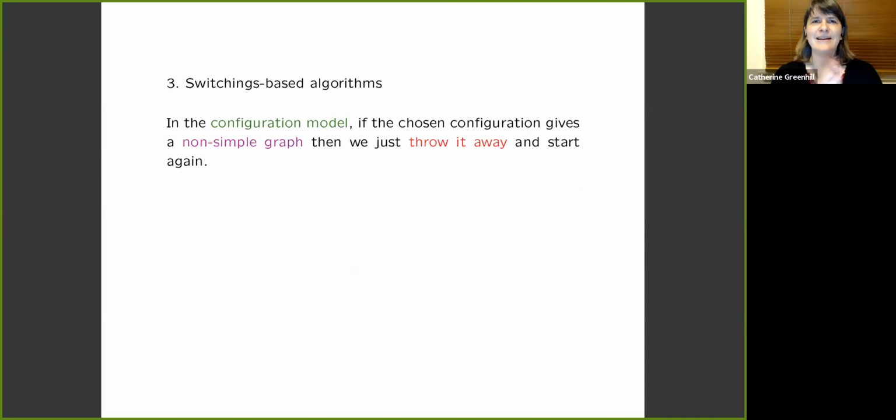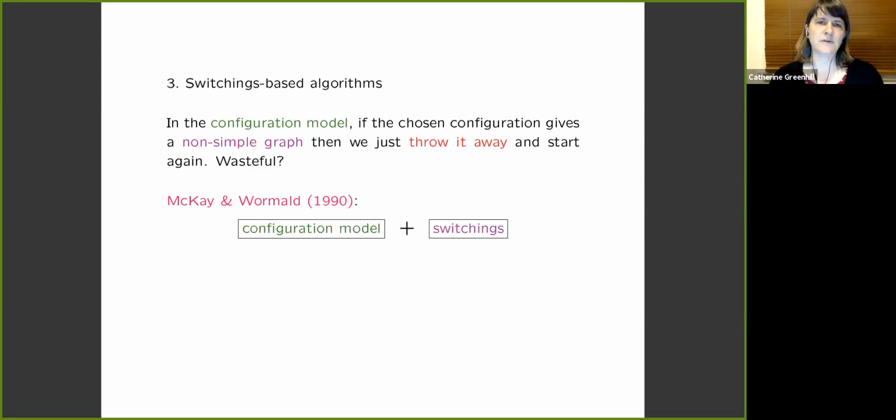All right. Now we're skipping right over section 2, which was sequential algorithms, and we're going to switching-based algorithms. We just saw that in the configuration model, if there was any problem whatsoever with the configuration that you chose, you throw it out and start again, even if it's just going to give you one double edge or something. And this sequence of work starts by asking the question, isn't this a bit wasteful? If there's only a few problems, can't we just work on them and not have to throw it out each time and start again?